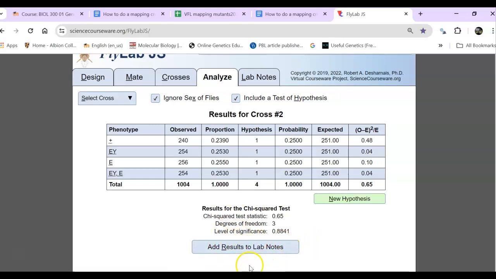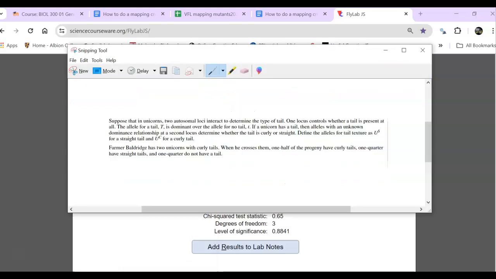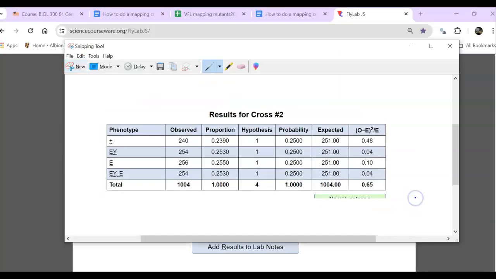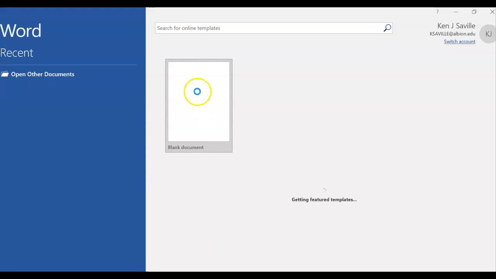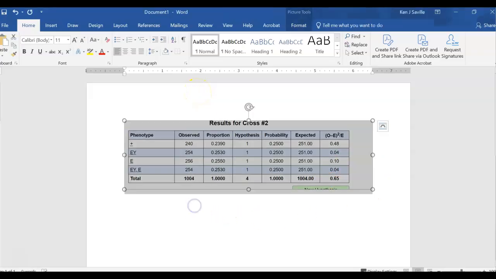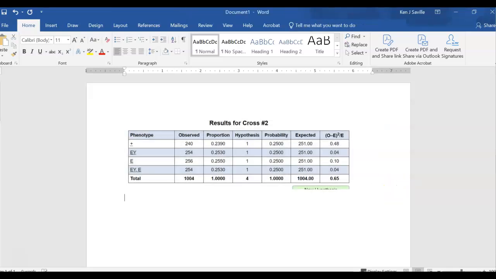If you want to, I've never really done this, but you can add this to your lab notes in this program. What I would do, you probably can't see it, but on my screen at the bottom, I have this little scissor thing, this snipping tool. So just do some kind of screenshot and cut out these results, copy them, take them to whatever document you're working on, and paste it in. And whenever you do that, you might write a little thing about that. You're going to have to save these results from all your different crosses. So that's how I would do it.